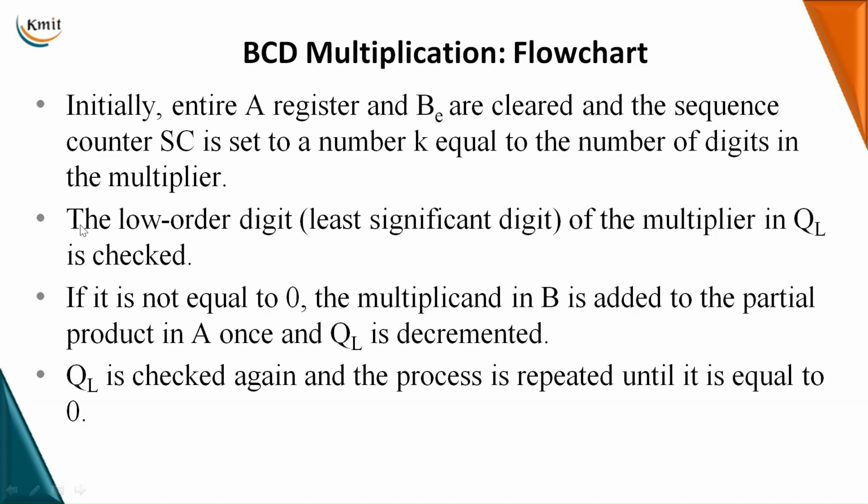The next step is to check the least significant digit of the multiplier, which is represented by QL. If it is not equal to 0, then the multiplicand, which is in B, is added to the partial product, which is in A, one time, and QL is decremented by 1. Again you check the value of QL, and this process has to be repeated until QL remains 0.